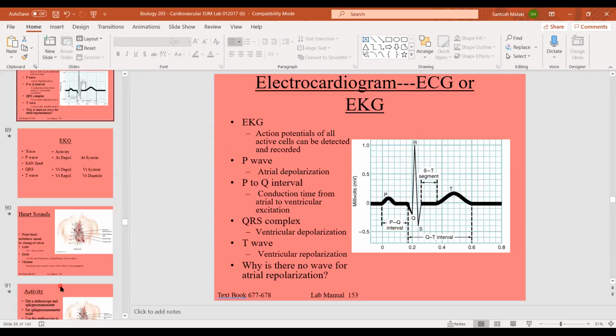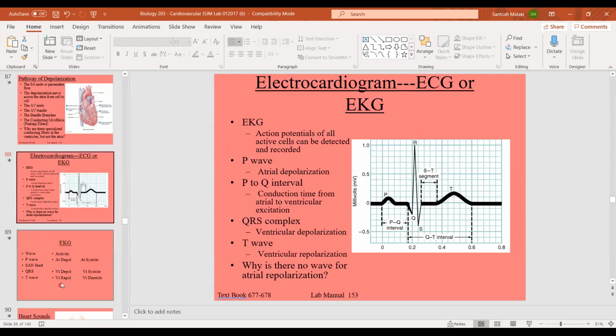Now, in the lecture, we'll be going into greater detail, but for the lab, typically the question will be: name the wave, give what it indicates, name the activity, name the event that corresponds to this wave. So don't give the wrong answer.